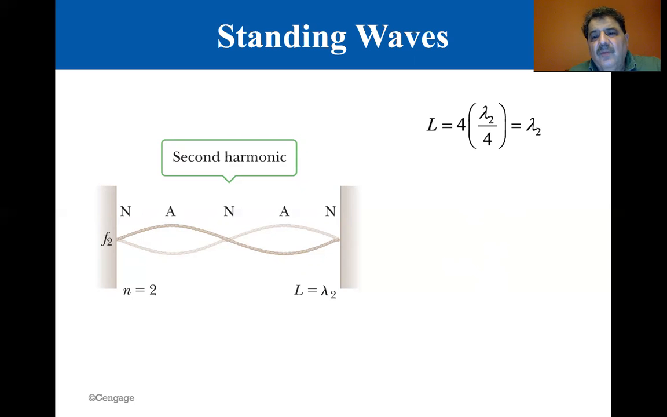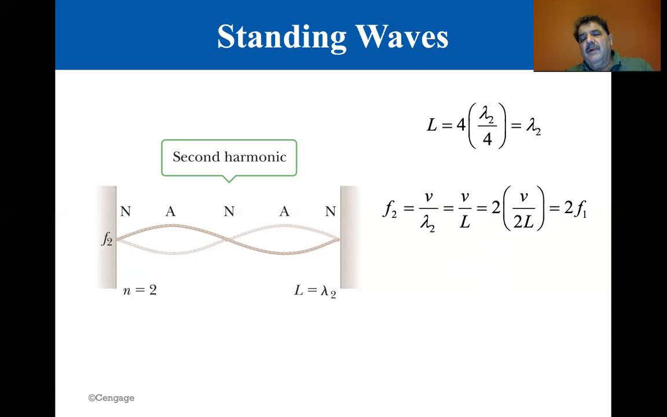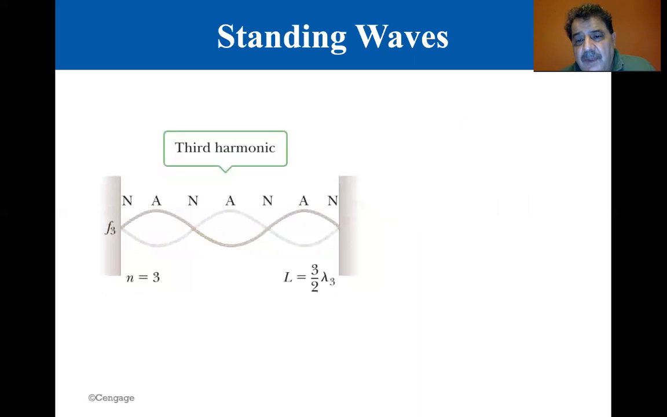It's a complete wave. So going through the same exercise, f2 is equal to v over lambda over 2, equals v over L, equals 2v over 2L, equals 2 times f1. So 2 times f1 is the second harmonic. So let's just say it was vibrating at 400 hertz. Now it's 800 hertz. It's double.